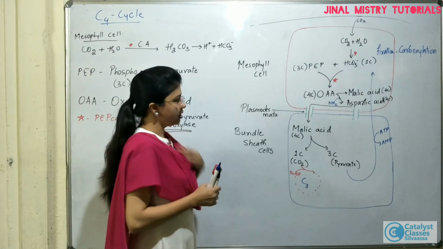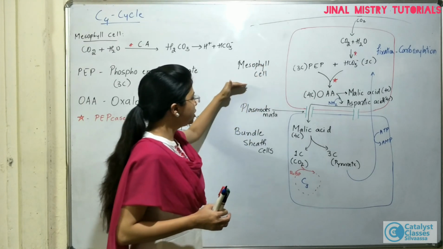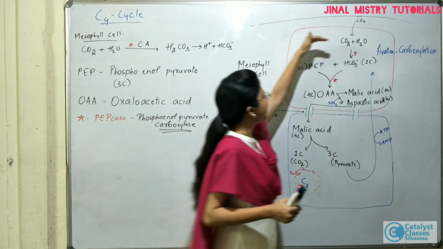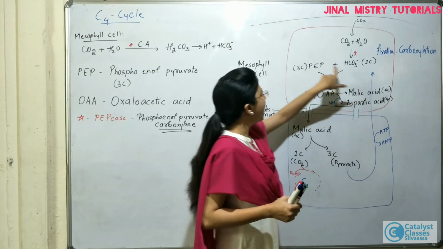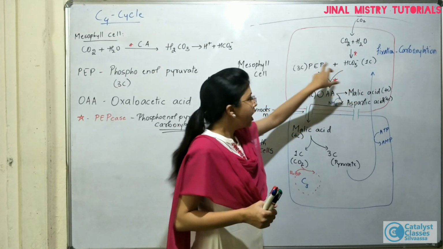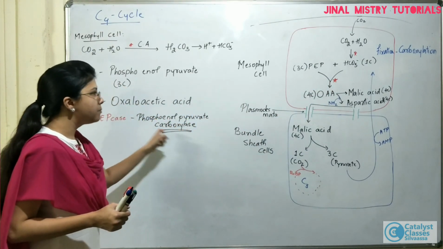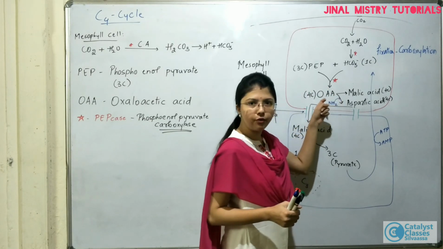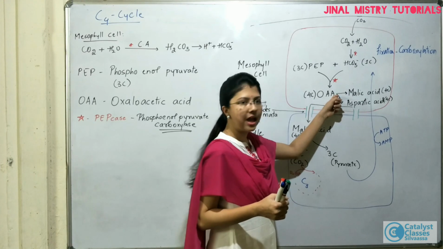So let us again quickly revise it. In C4 plants, the mesophyll and bundle sheath cells are present. The mesophyll cells will accept carbon dioxide in the form of bicarbonate, which reacts with a 3-carbon compound called phosphoenol pyruvate. The enzyme PEPase or phosphoenol pyruvate carboxylase forms the first product of the C4 cycle, that is oxaloacetic acid.